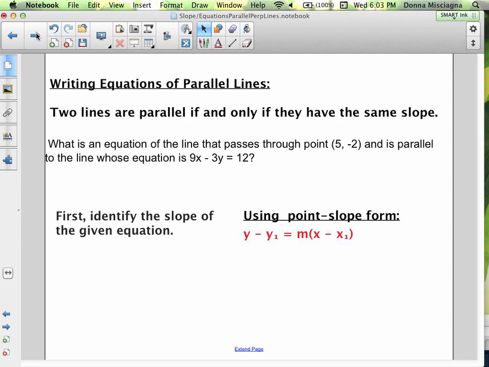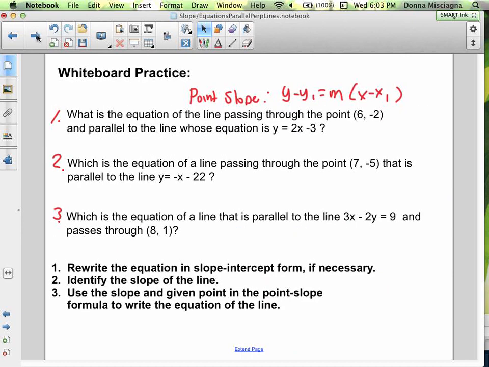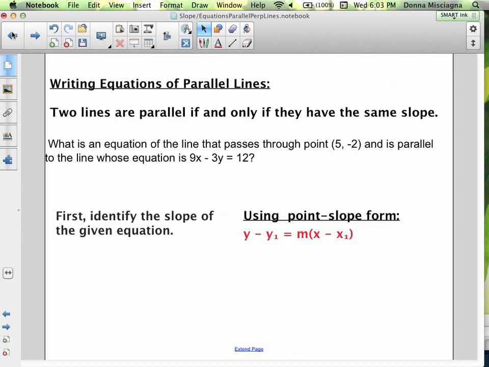And I think this is my last one. It is. All right, so let's write the equation of this one. And again, we're not in slope-intercept form. Two lines are parallel if and only if they have the same slope. What's an equation of a line that passes through the point 5, negative 2, and is parallel to the line whose equation is 9x minus 3y equals 12?